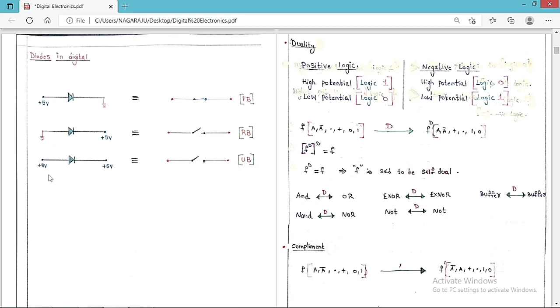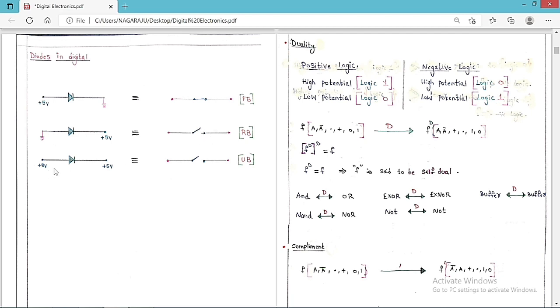If you give identical voltage across the P and N of a diode, then we are going to assume it is basically in the open state. So this is called unbiased. If anode potential is greater than cathode potential, we assume the switch is on, and this is called the forward bias. If the cathode potential is greater than the anode potential, then we call this the reverse bias, which means the switch is off. Off means it's like an open circuit.